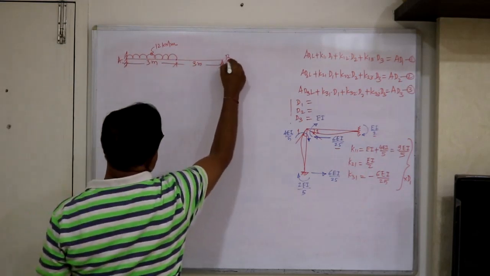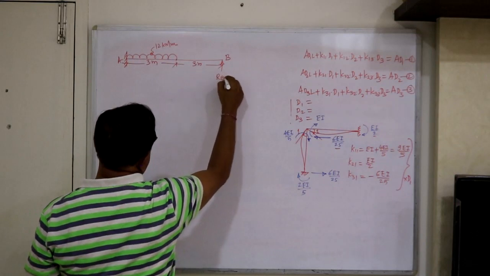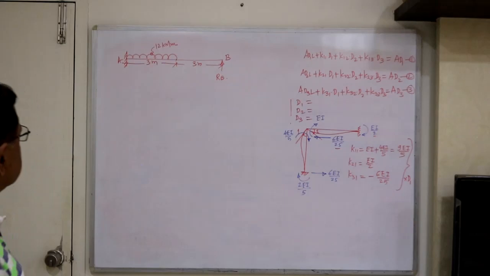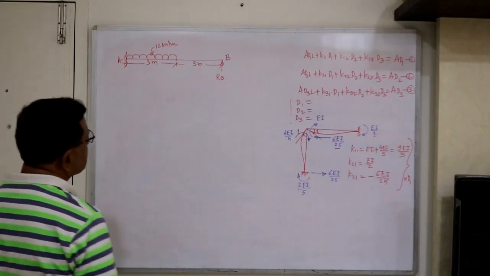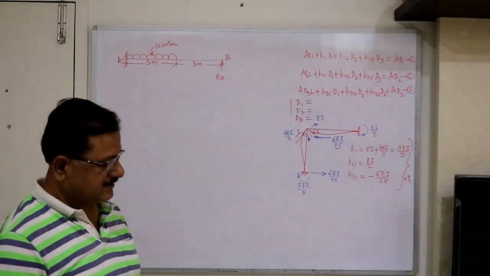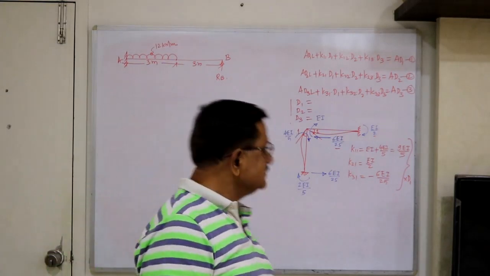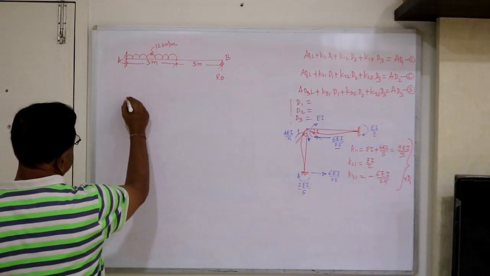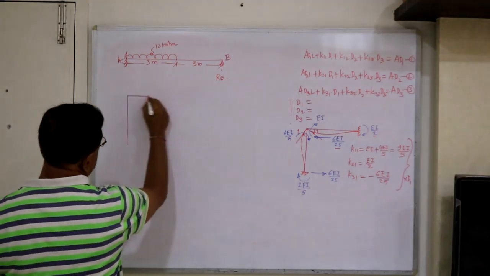A, B. Say what I want is RB. Let's find out the reaction at the prop. So you solve this at home. Then one more problem, let's try, which we have solved earlier.